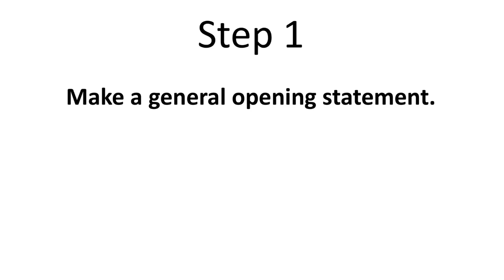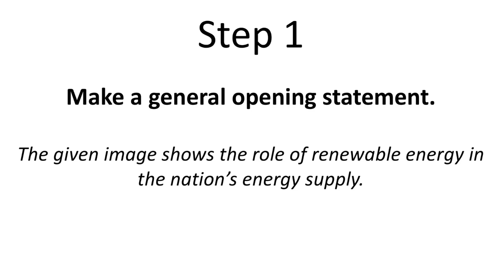So for the image that we just saw, if possible, you will make a general statement like the given image shows the role of renewable energy in the nation's energy supply. So what you've basically done is you've just read what the title of the image was, and then you have made an overview statement which is very specific, which is good enough for that particular image.